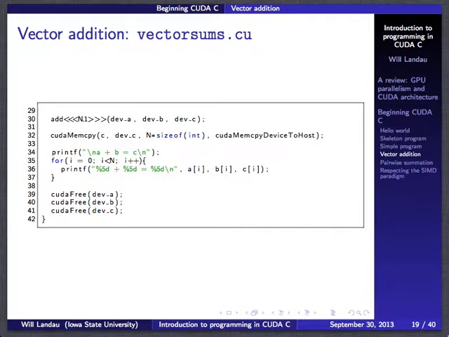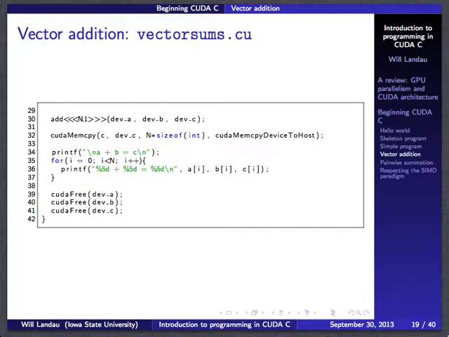I copy the results. The results are stored in dev C, but I can't print that out to the screen yet because it's on the GPU. I can't print things out to the screen when they're fully on the GPU. So I copy that to C using CUDA memcopy. And then I print out C.